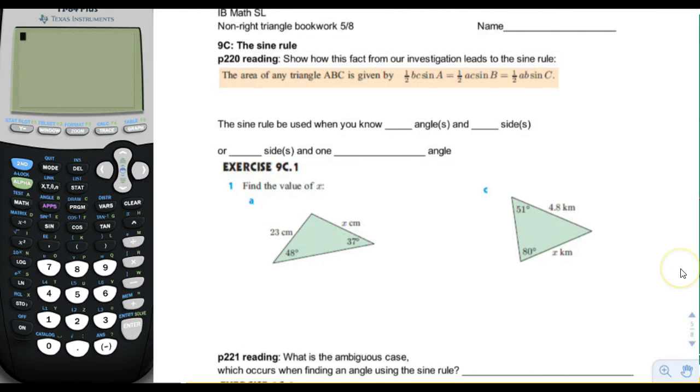Okay, page 5 and 6 of non-right triangle. We're going to do the sine rule. Show how this fact from our investigation leads to the sine rule.